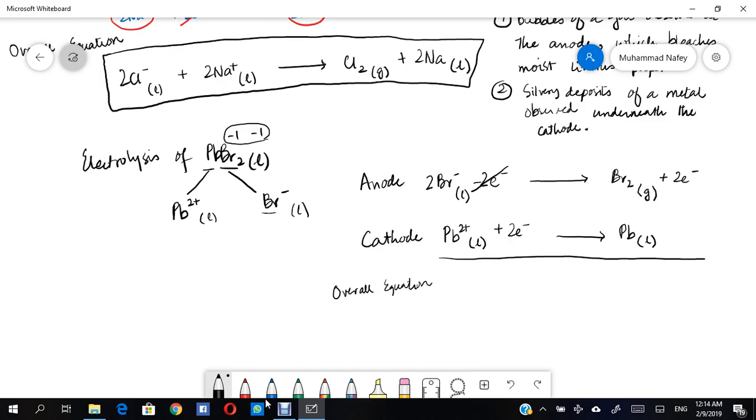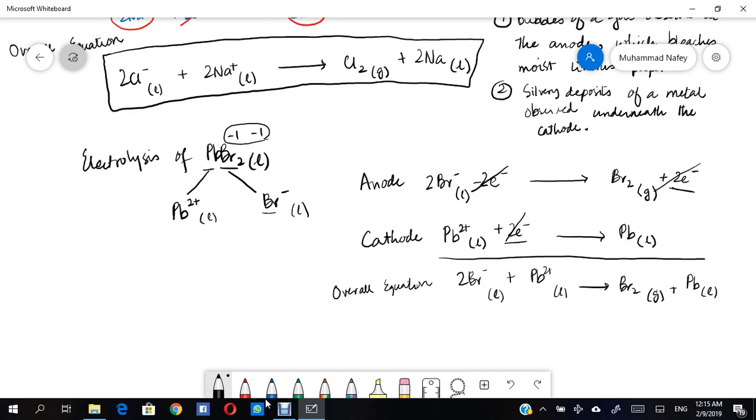Now this is a very easy overall equation. Why? Because we have the same number of electrons in both the cathodic and the anodic equations, indicating that any electrons produced at the anode were completely used up by the cations that reached the cathode. Therefore, these cancel out, and we get our overall equation as 2Br minus plus Pb2 plus, both liquids, giving us bromine gas and Pb, which is a liquid.